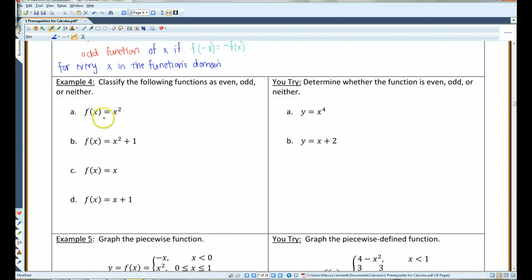So let's test if this one's even. You guys already kind of know this is even because if you remember the graph, it looks like a U, which is symmetric about the y-axis. But let's imagine that we didn't know that. Let's plug in negative x. Negative x squared is going to be just x squared, which is the original function. So f of negative x equals f of x. It's even.